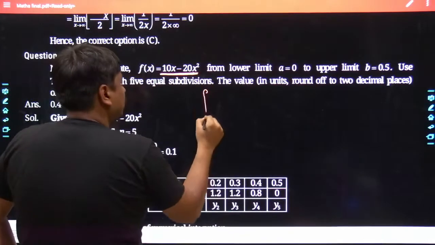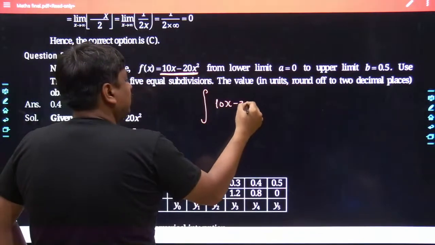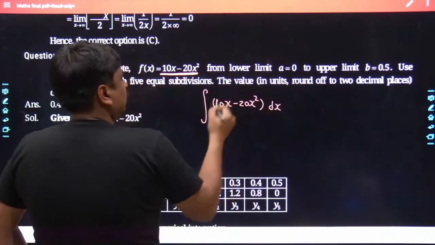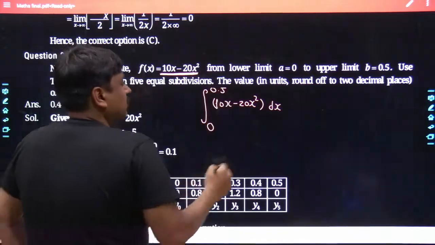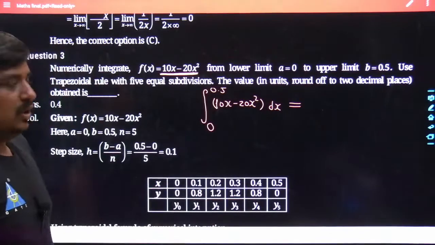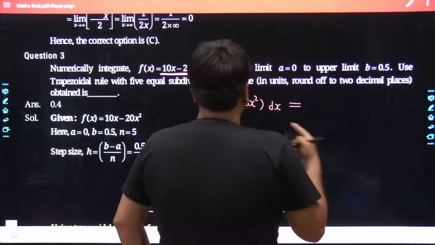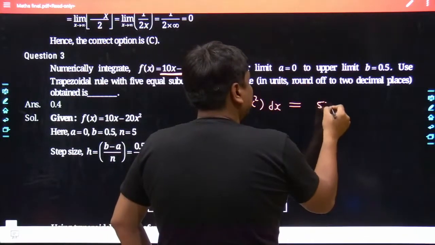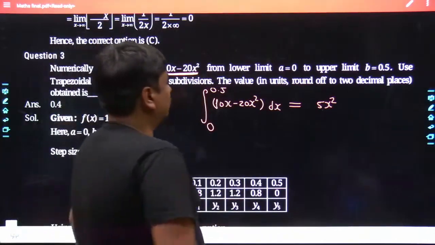That means we are going to take the integration of 10x minus 20x square dx from lower limit 0 to the upper limit 0.5. I would like to explain a few very important conclusions. Once we integrate 10x, the integration of x is x square divided by 2. The 2 gets cancelled with the 10, so the factor left is simply 5x square.